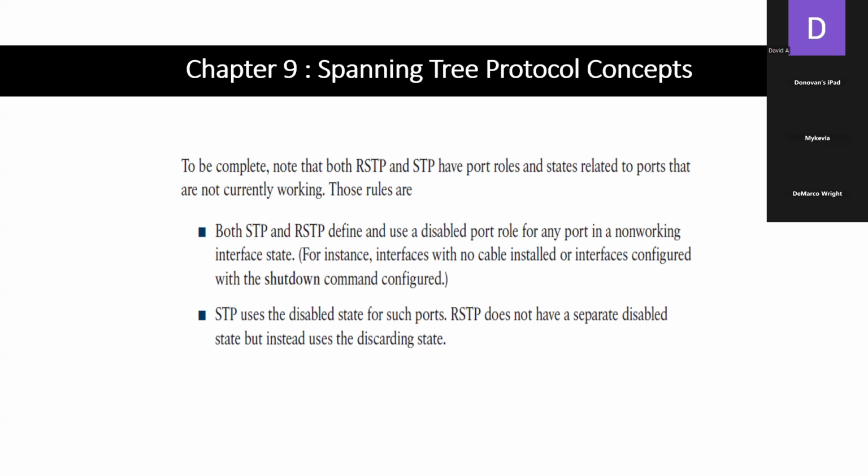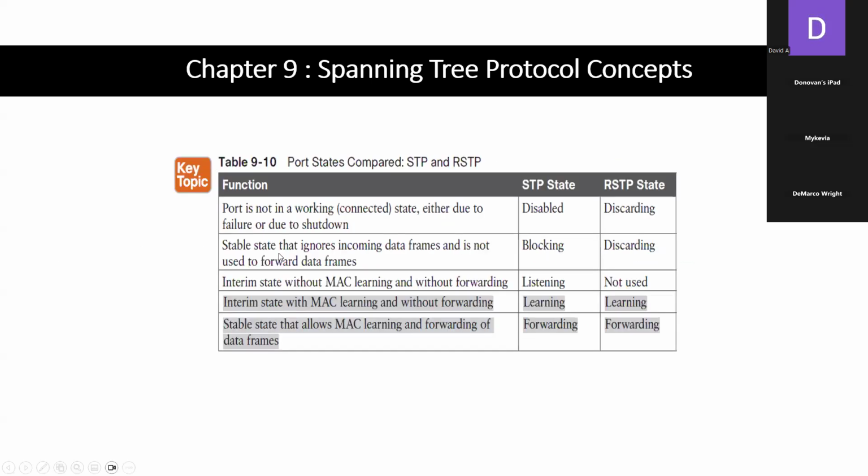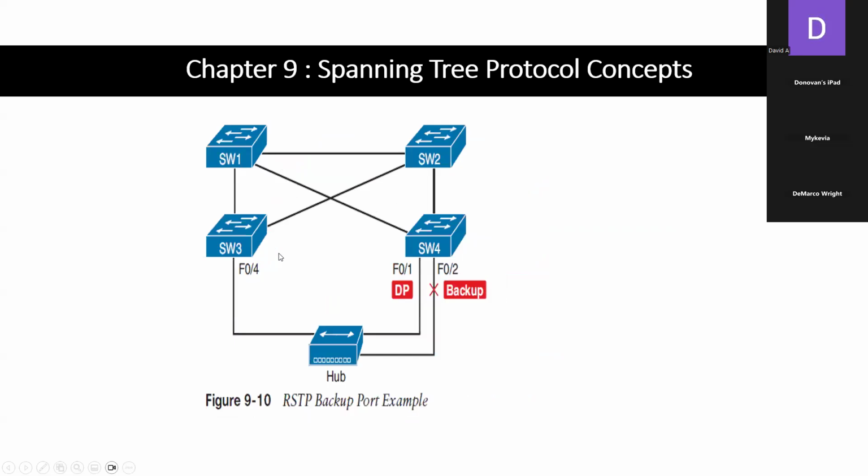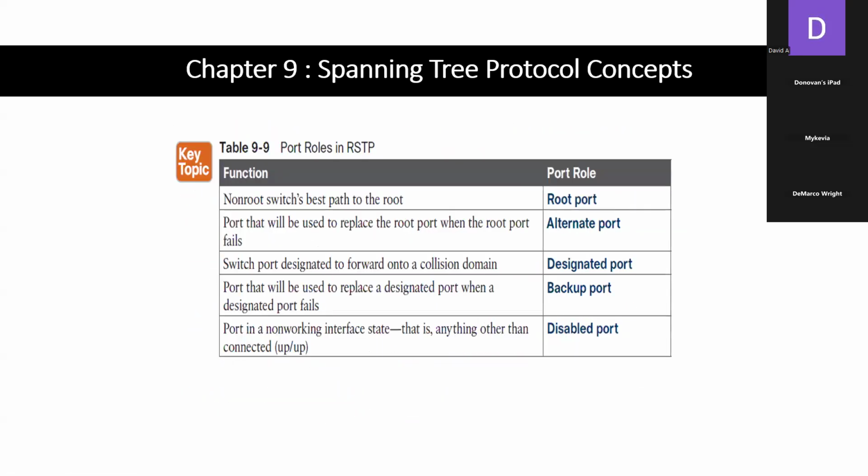We talked about the different port roles within spanning tree. Let me go over what the different port roles are within rapid spanning tree. Just follow me for now. We have a root port: on non-root switches, the best path to the root. You learned about that.